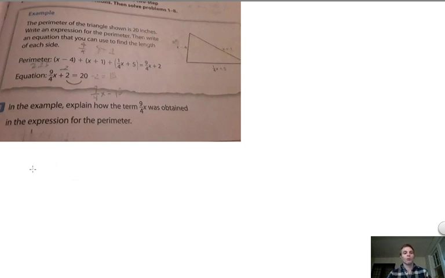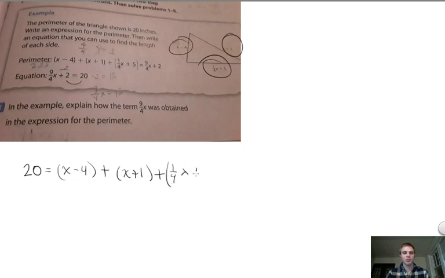Now, we know that the perimeter is 20, okay? But the perimeter is equal to the sum of the sides' lengths, right? So we have all these little expressions here that tell us the length of the side, okay? So we just need to add those up. The sum means add them up. So x minus 4 plus x plus 1 plus 1/4 x plus 5.